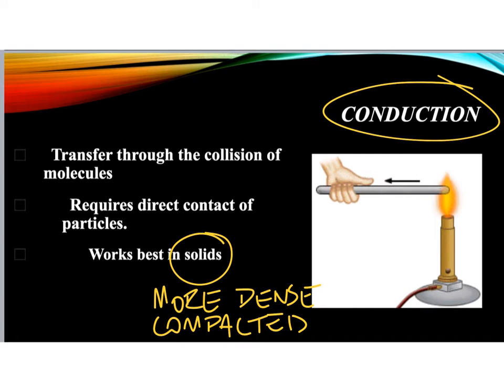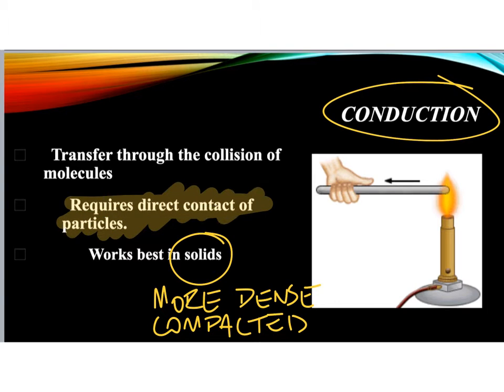The focus here is that conduction requires direct contact. This is very important. In order for conduction to occur, there has to be direct contact, so two objects need to be physically touching each other. An object has to be physically touching a heat source for conduction to take place.